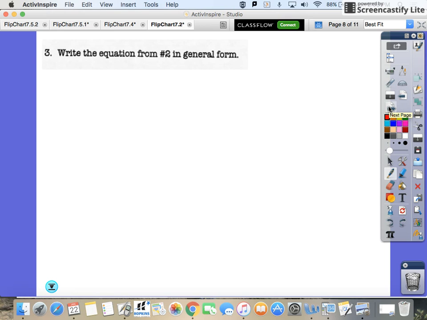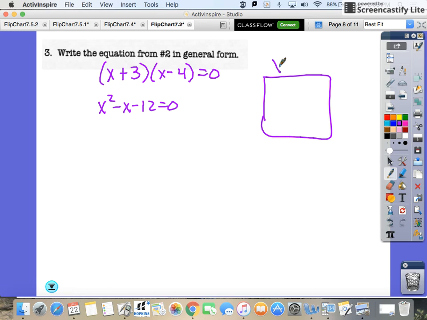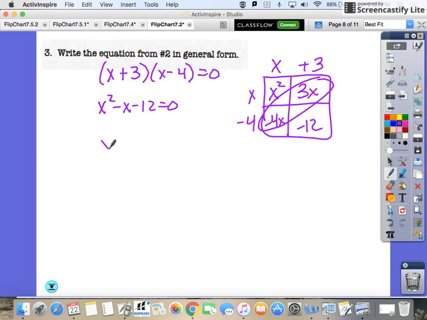Well, we just did this. It says to write the equation from number 2 in general form. So we had x plus 3, x minus 4 equals 0. When you FOIL that out, you get x squared minus x minus 12. If you guys wanted to, you could set up the box. x times x is x squared. This is 3x, negative 4x, negative 12. Combine those, and you get, again, x squared minus x minus 12. But the shortcut I just prefer because it's a little quicker.